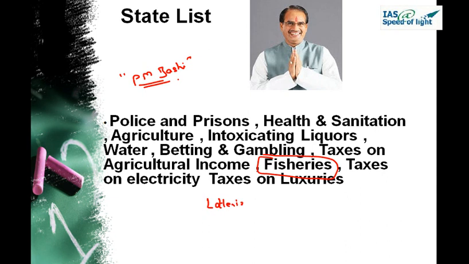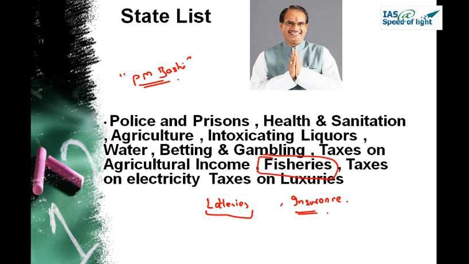Here, gambling and betting come under the state list, but lotteries come under the union list. Another thing is insurance. Insurance is also a union subject. The stock exchange is very clear. You want fixed policies for the stock exchange, so it has to be with the union list.